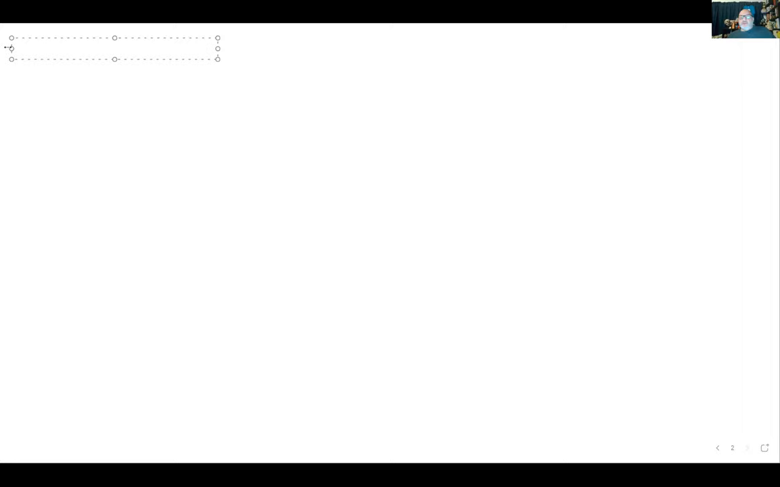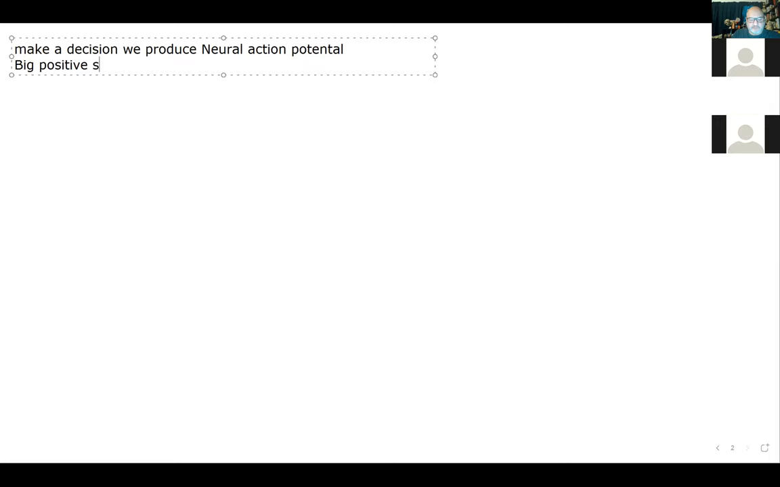Contracting a muscle, what is the very first thing that has to happen? Making the decision. Excellent. We make the decision. When we make that decision, we produce a neural action potential. And when we produce that neural action potential, what happens? It's a big positive signal. It spreads down the axon and depolarizes the cell.